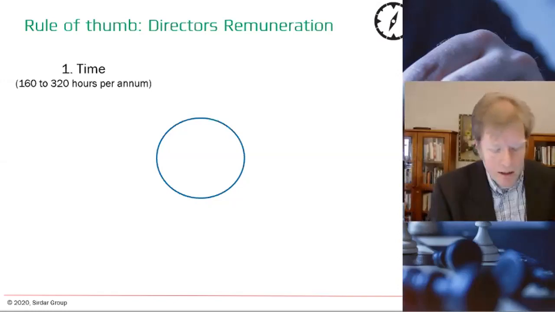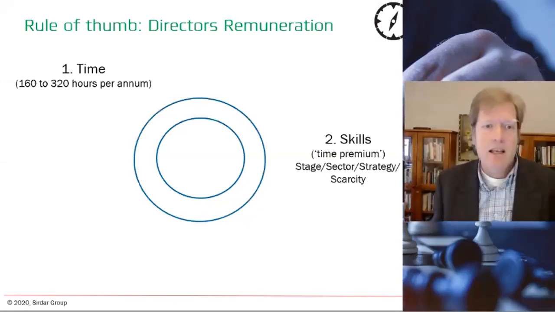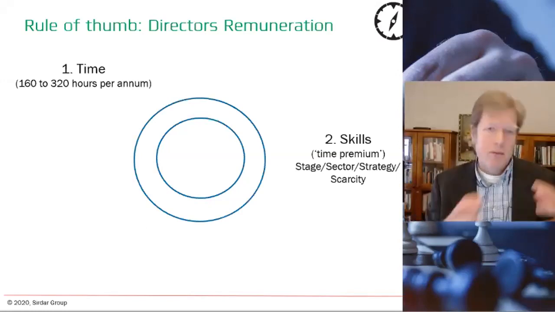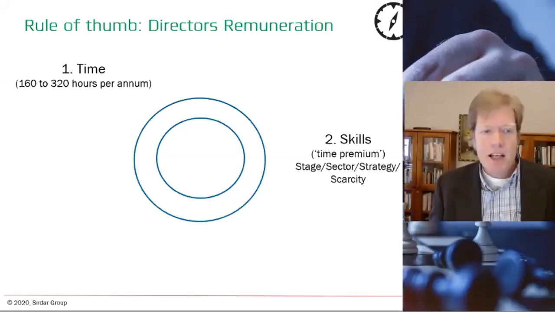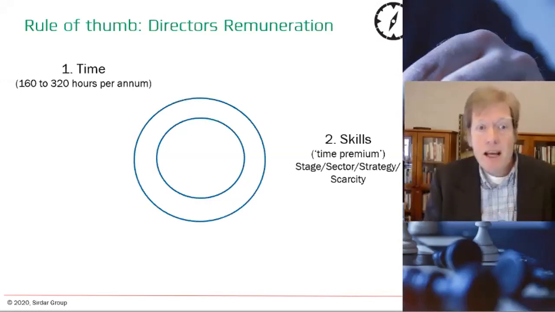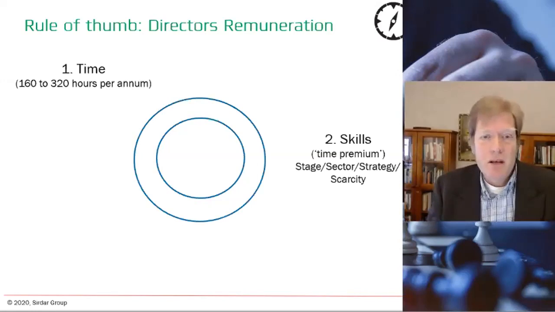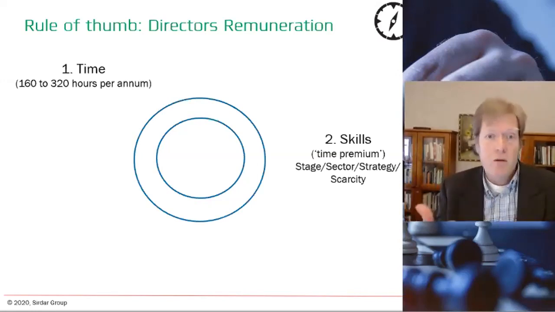The next thing to think about is skills, and this is possibly where it's the time premium, taking time and adjusting it based on the stage of the business. So what skills are necessary for understanding the stage and those thresholds? Especially in family businesses transitioning from second to third or third to fourth generation, it's helpful to have somebody who's been on that journey before or guided that journey before.